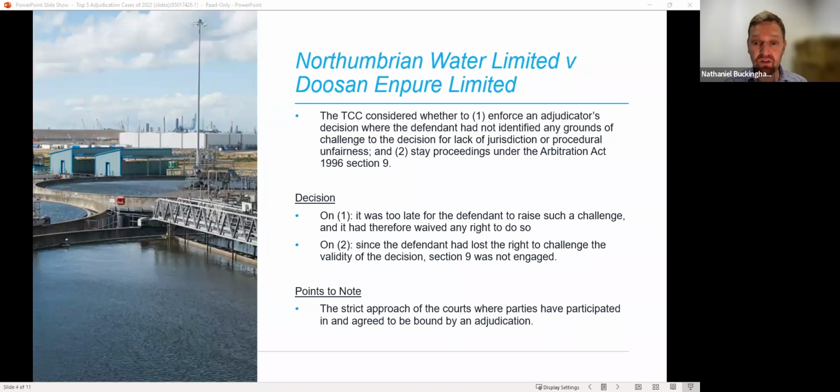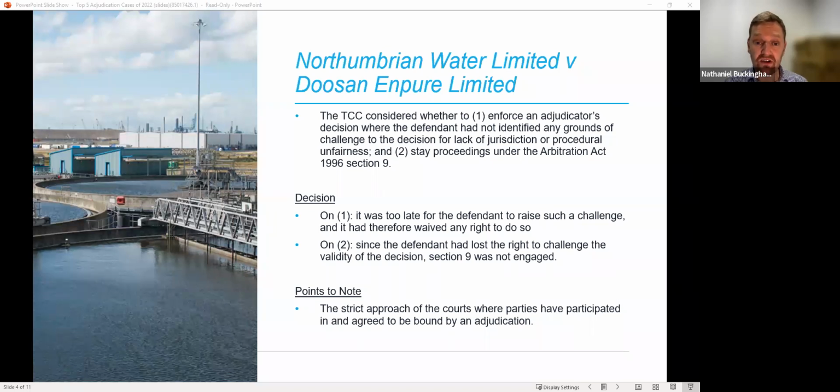On that basis, the court said that the effectiveness of, and therefore enforcement of, the adjudication decision was not a matter which was in dispute under the contract and which was to be referred to arbitration. And so Section 9 simply was not engaged.